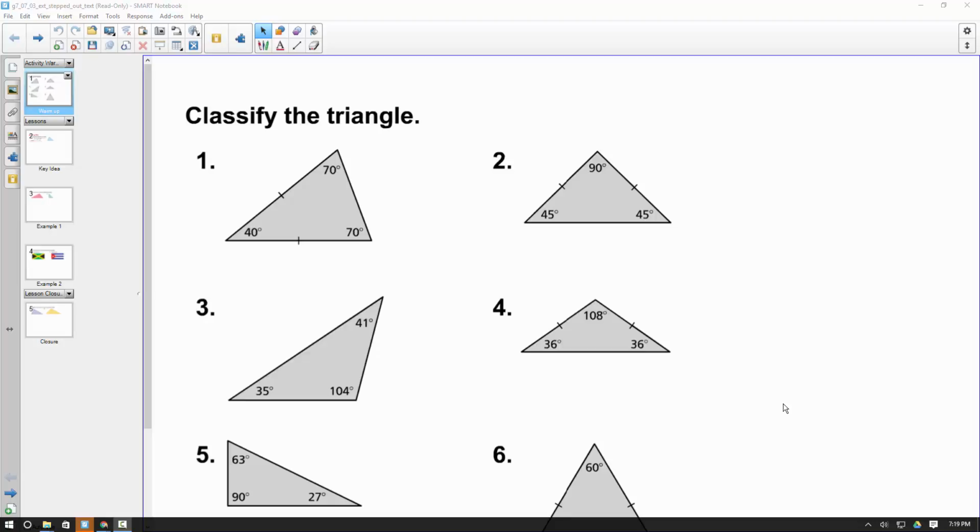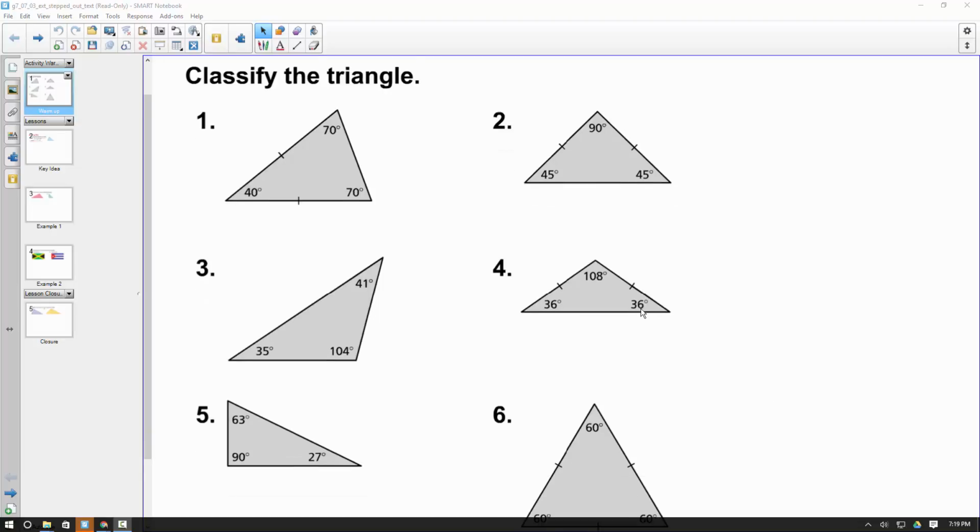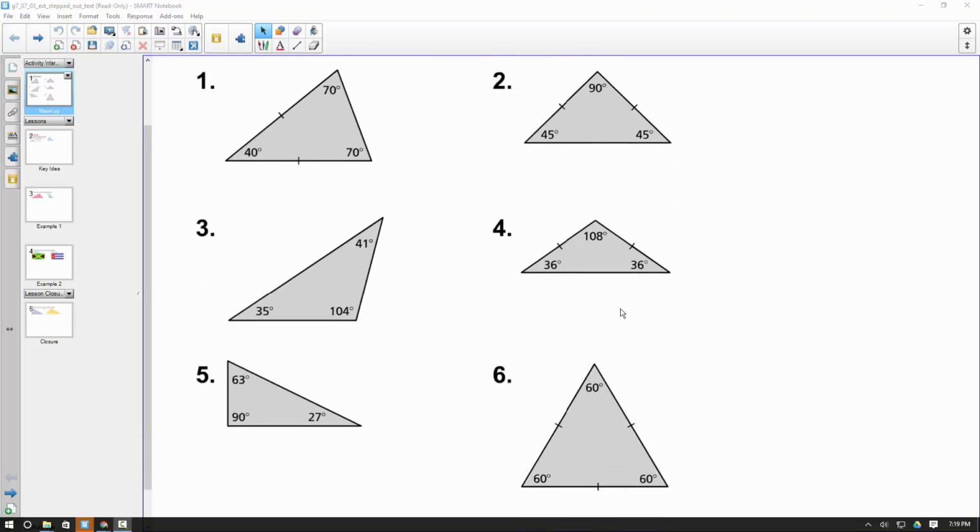All right, so this video will focus on classifying the triangles, and this is 7.3 extension. So I'm going to give you a moment. I want you to look at this. I have 6 different triangles, and for this one here, for instance, I want you to think about what you notice about it. I notice that 2 of the angles are the same, so that means something. And then the sides are the same as well. So I definitely have isosceles.